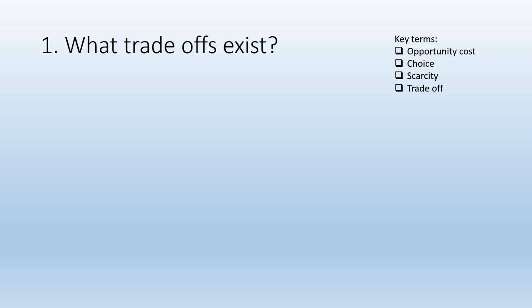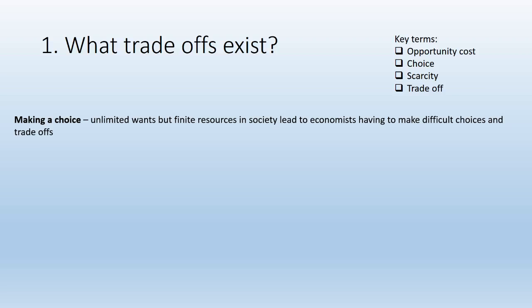Topic 1 considers what trade-offs exist. Key terms: opportunity cost, choice, scarcity, and trade-offs. All decisions in economics involve a choice and therefore a trade-off and an opportunity cost. Choices exist because we have unlimited wants but scarce or finite resources. So these choices are often very difficult.